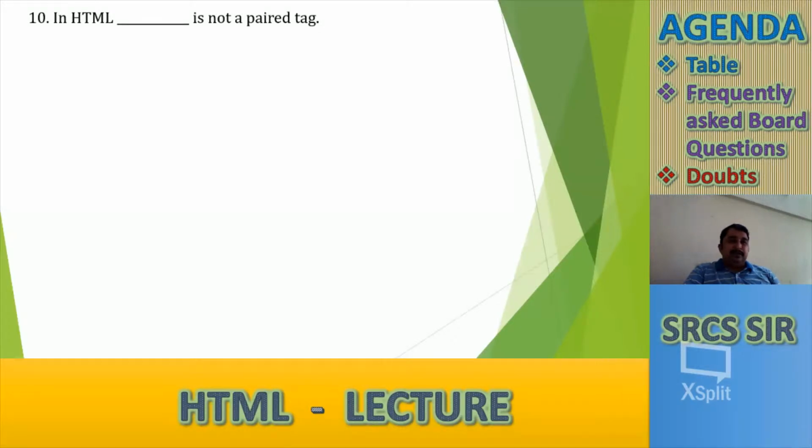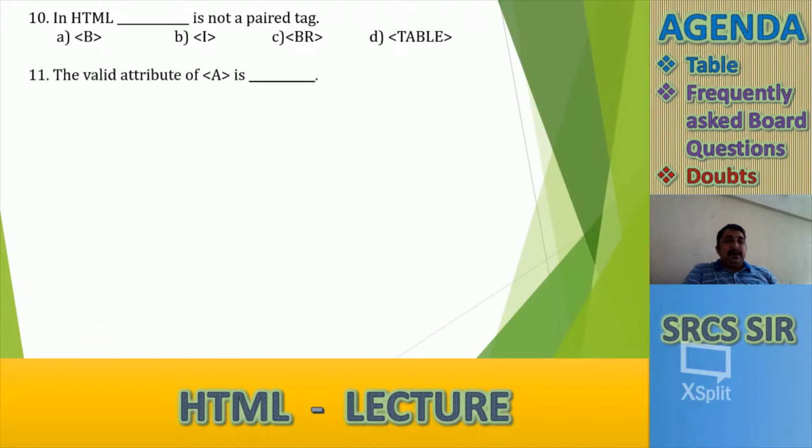In HTML, dash is not a paired tag. Paired tag means what? Opening and closing. If you are not having opening and closing both, so that means it is not having a paired tag. So likewise, there are some tags in HTML which do not have a close tag. Out of these four, which one is not having a paired tag? Head we are closing. Italic we are closing. List also it's there. BR it is the correct answer.